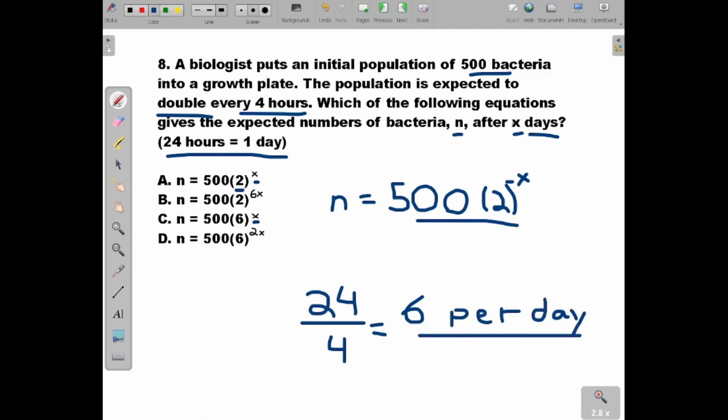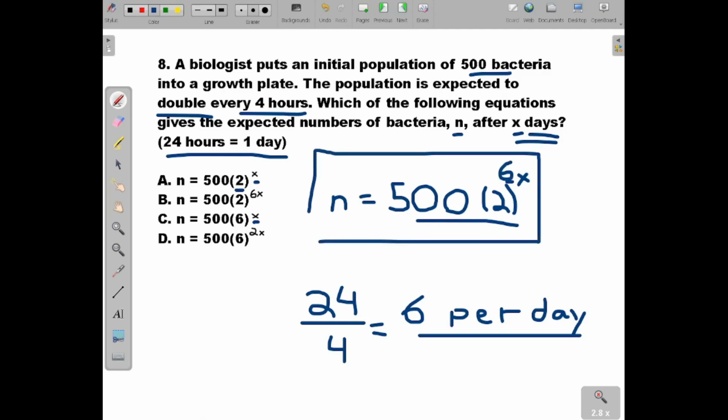And the 6 is associated with the days. So the exponent has to be 6 times x. This is the equation that represents the expected number of bacteria. The initial population doubles 6 times the number of days. So the right answer is B.